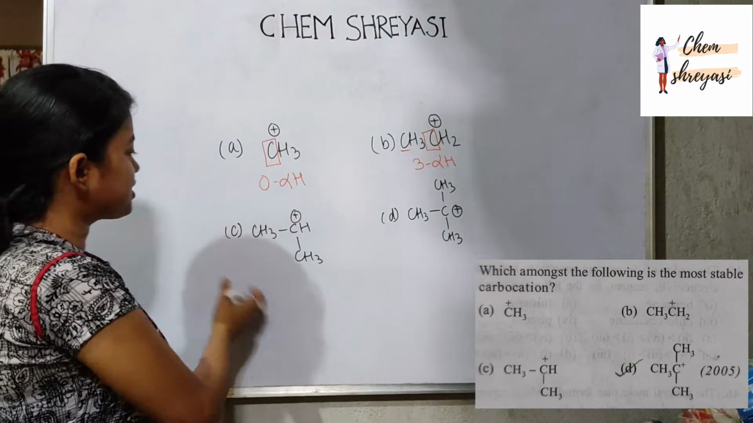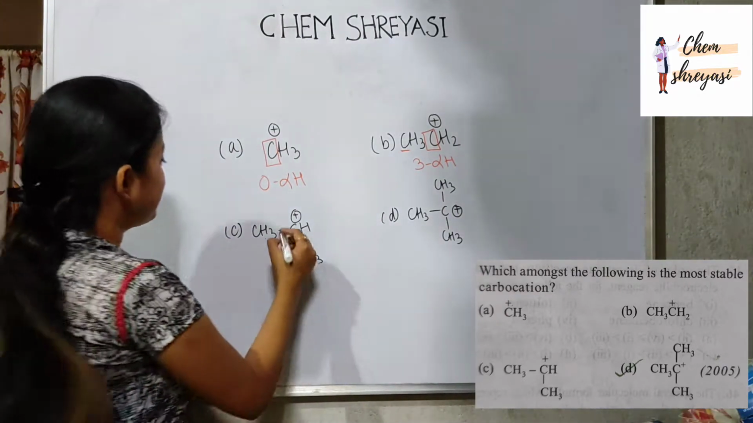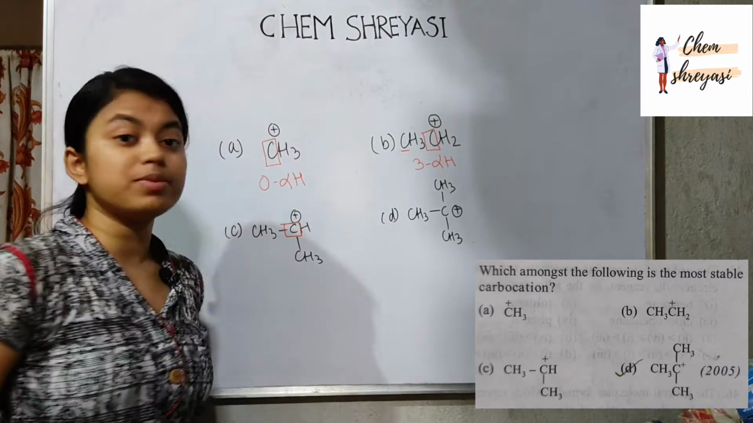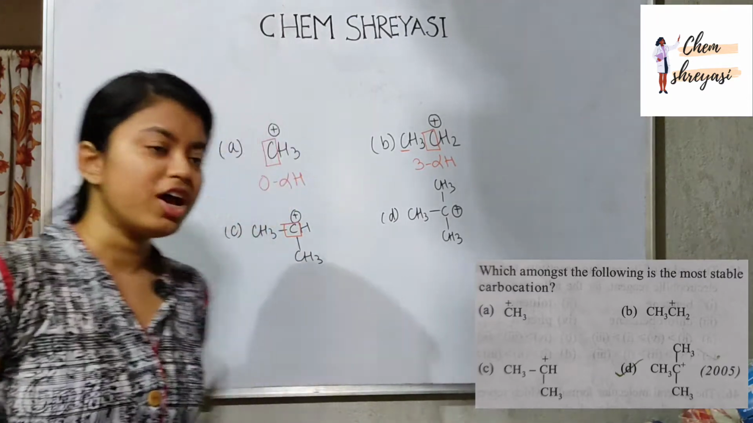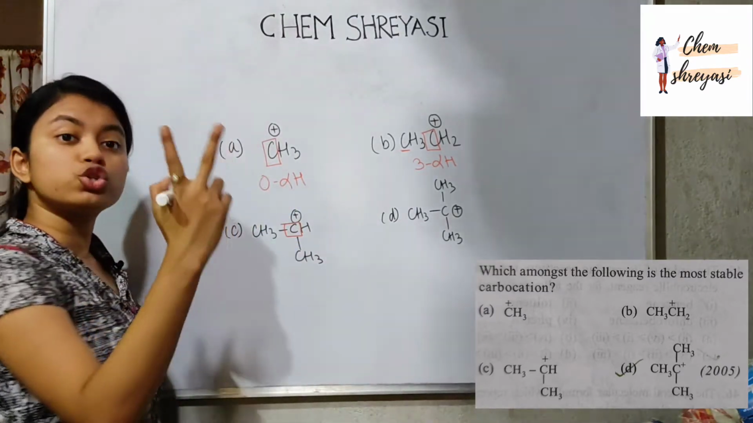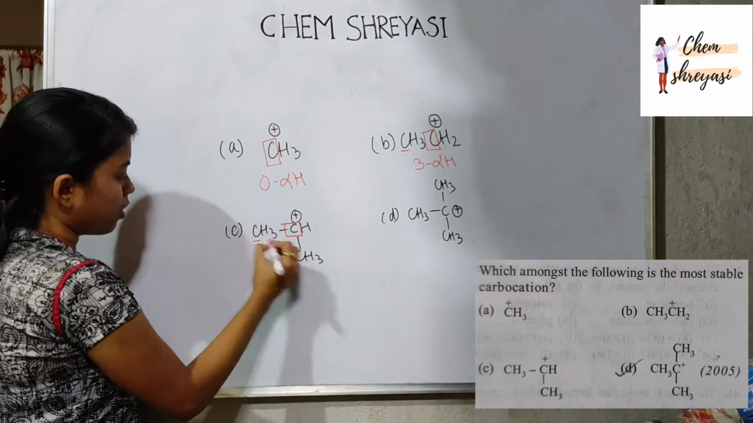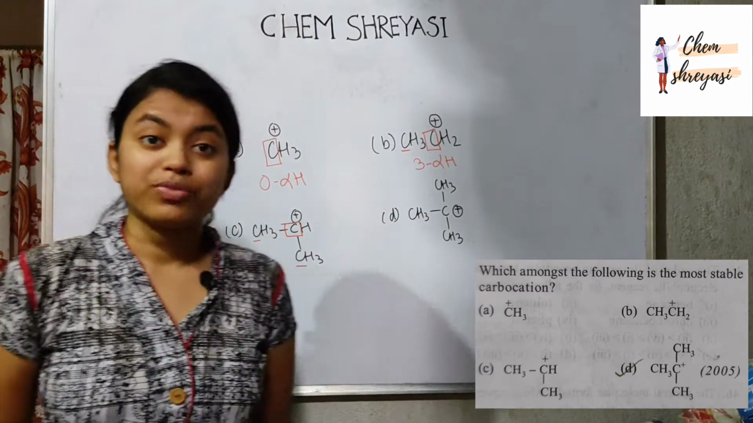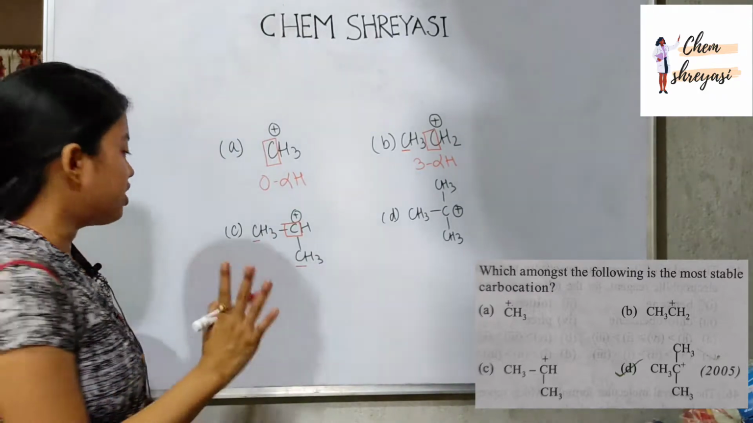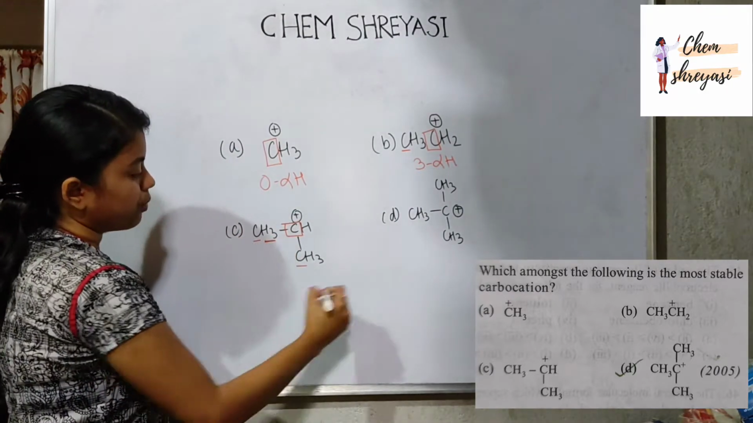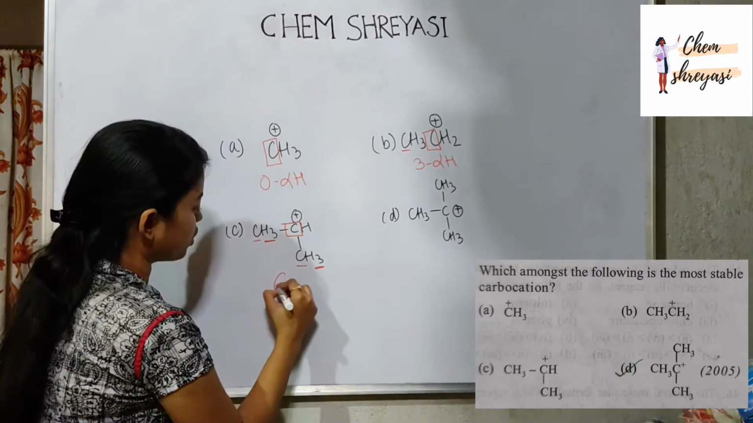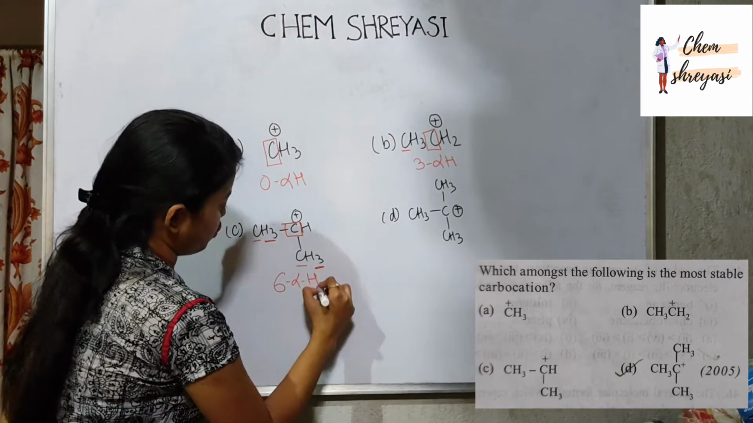Moving to option C. In this case again, this carbon has the vacant p orbital because this carbon contains the positive charge. Now, this carbon is directly attached with 2 other carbons. One is this one, another one is this one. So, in this case, there are total 6 alpha hydrogen, 3 from here and 3 from here. So, total 6 alpha hydrogen.